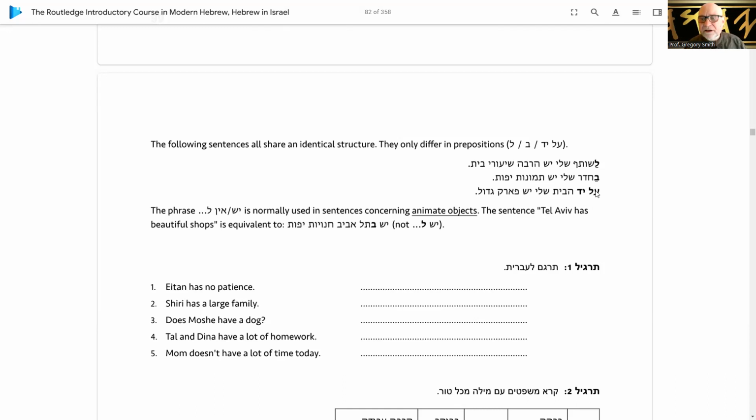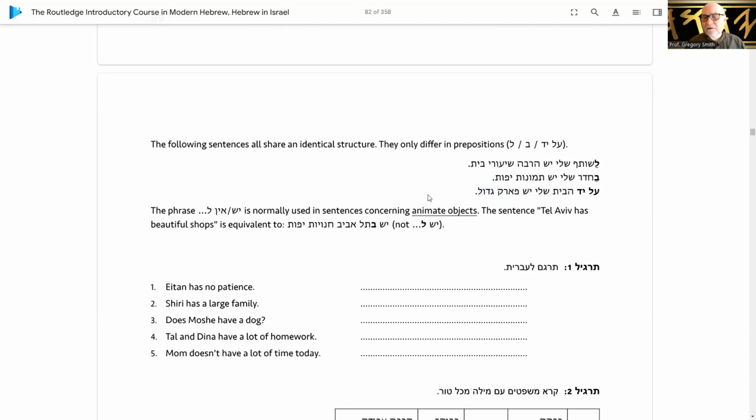All right, let's look at this one here. Ali yad habayit shali. So nearby the house belonging to me. That's essentially what that's saying. So al yad is like literally on hand, or it's nearby. Nearby habayit shali. Yesh park. This is a transliteration of an English word here. Park. And then what kind of park is it? It's gadol. It's a gadol park.